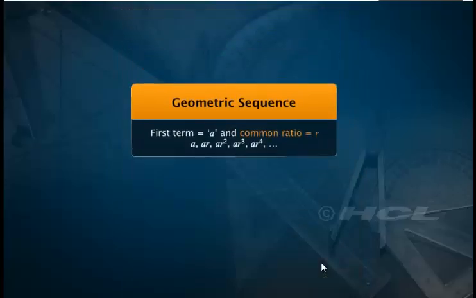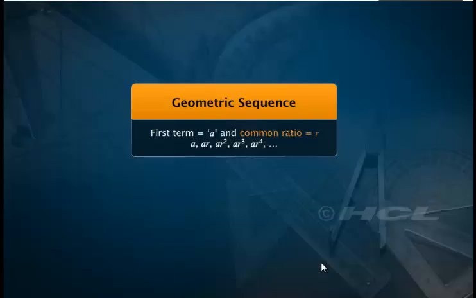In general, if the first term is A and the common ratio is R, then we can write the terms in a geometric sequence as shown. Here A and the common ratio R can take any value other than 0. These terms are non-zero because division by 0 is not defined. In fact, precisely for this reason, none of the terms of a GP can be 0.